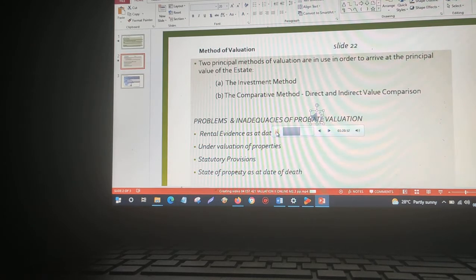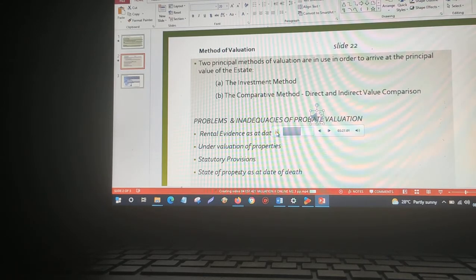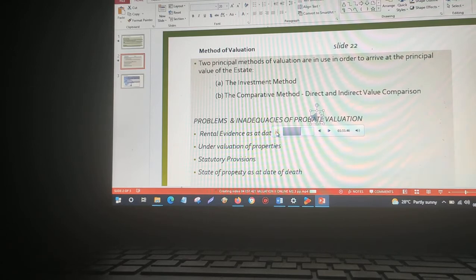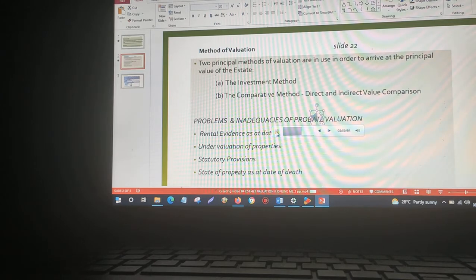So for this valuation, two principal methods of valuation are in use in order to arrive at the principal value of the estate. One, the investment method. Two, the comparative method. And the comparative method means both the direct and indirect value comparison. They are both applicable here.